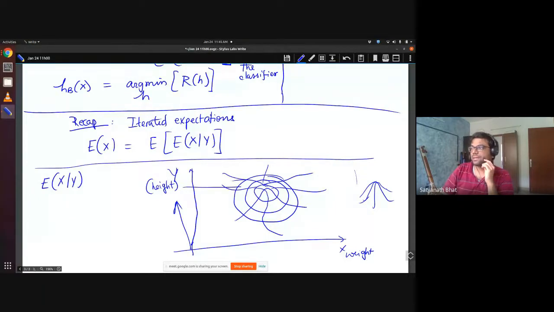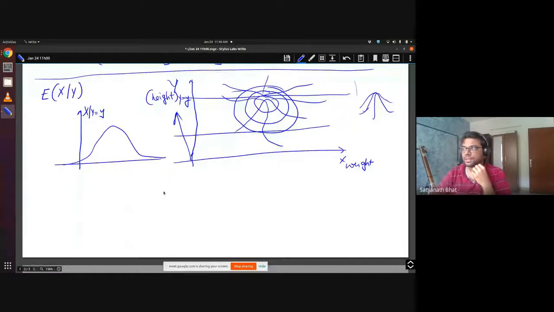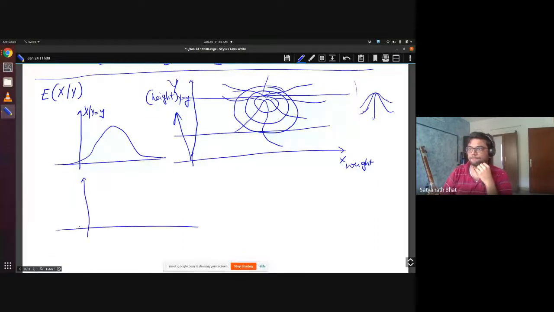Let's say I will fix a height, y equal to small y. Once I fix this y equal to some height, I will get the distribution of x. If I look at the distribution of x given y equal to small y, I will have some shape like this. Whereas if I take a lower y, then my peak may change, something like this. So the expected value of x given y is the mean of this.